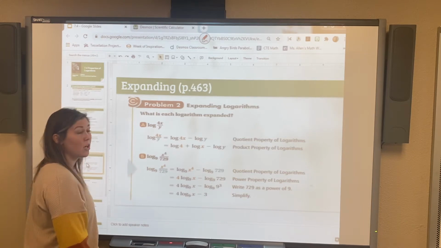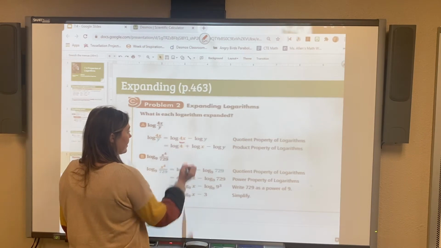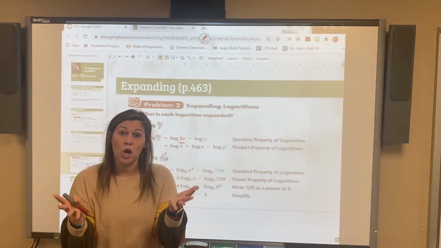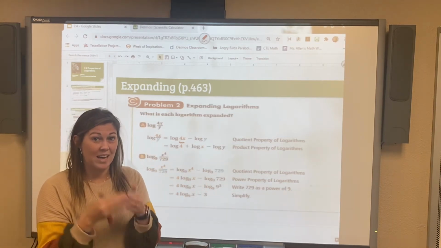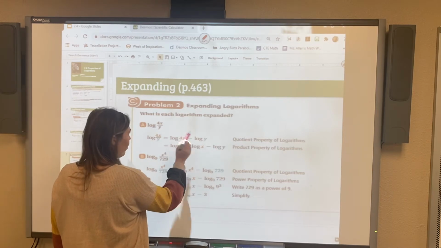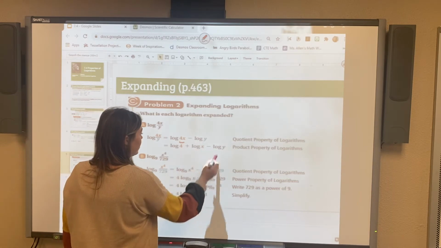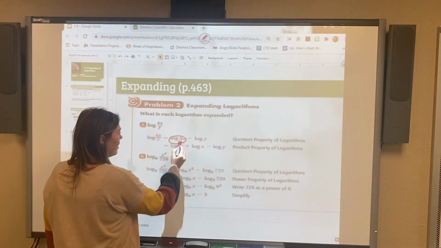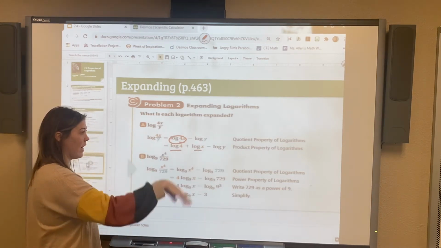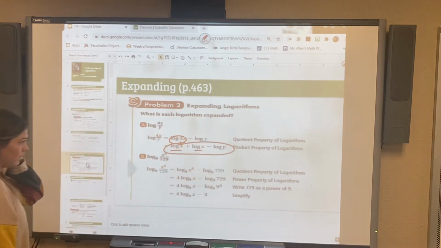Now we can go one step further, because what is happening between the 4 and the x? Well, that's multiplication, right? That's not 4x, that's 4 times x. So what we need to do is actually separate this out too. Log of 4 times x would just be log of 4 plus log of x, and then minus log of y. So now we have log of 4 plus log of x minus log of y. That would be your final answer.